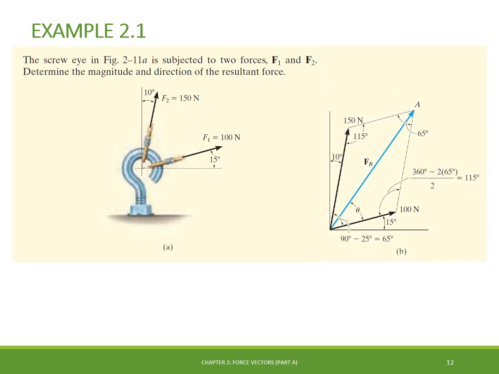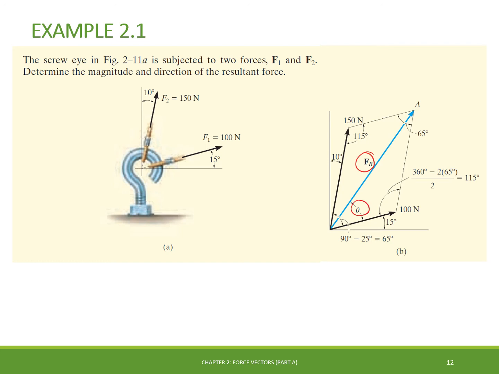The best way to solve this problem is through the parallelogram law, by drawing a line from the head of F1 that is parallel to F2, and another line from the head of F2 that is parallel to F1. The resultant force Fr extends to where these lines intersect at point A. With that, we are ready to determine the two unknowns, which are the magnitude and the direction of the resultant force.